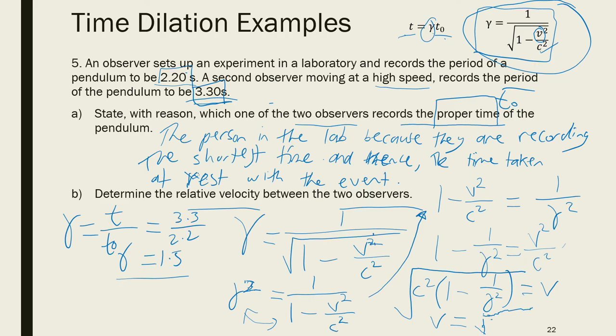the speed of light squared, which is 3 times 10 to the 8 meters per second, squared, and then times by 1 take 1 over 1.5 squared. And if you type that all into your calculator, you'll get the relative velocity of, I typed it in. So you get v equal to 2.24 times 10 to the 8 meters per second.